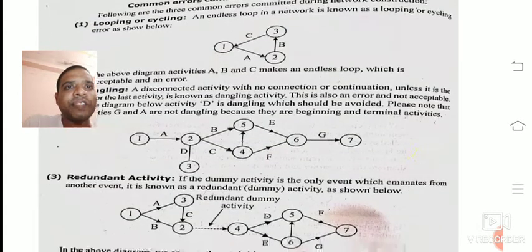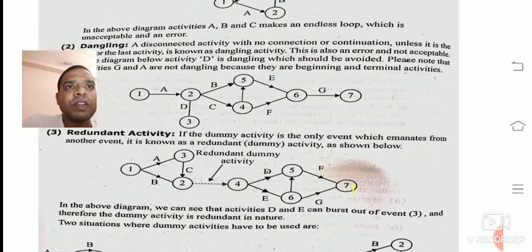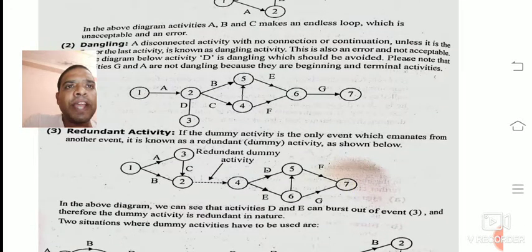Next, redundant activity. A dummy activity is the only activity which emanates from an event. It is known as a redundant or dummy activity, as shown below. Now see here, we can't allocate the dummy activity here, 2 to 4. Here 1, 2, 3 is one compartment, and 4, 5, 6, 7 is another compartment. Both compartments are connected with the dummy activity, which has no resources and no duration. Allocating the dummy activity in this place is also an error. We should not do this when we are constructing the network diagram.